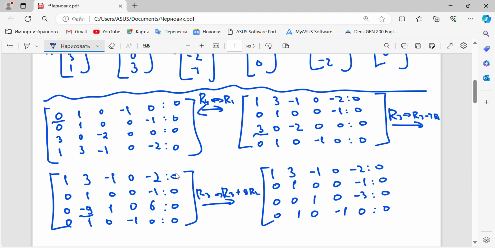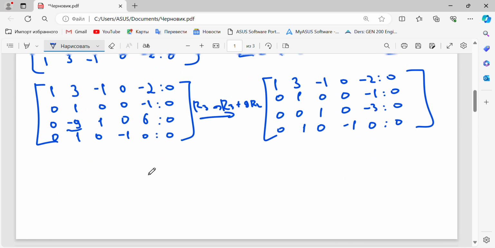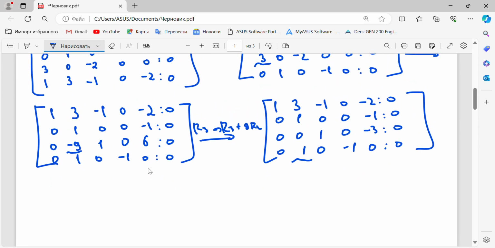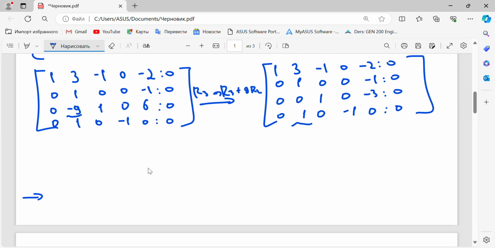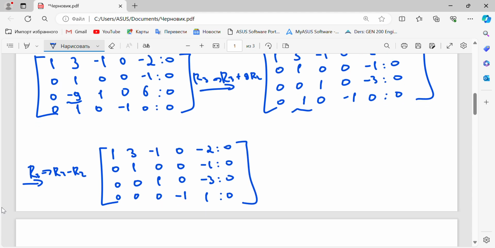Is everything correct until now? Let's move on. And also, we want to eliminate this. So the following row operation is going to be R4 is R4 minus R2. One minus one, 0. So it's 0 here. Minus 1, minus 0, minus 1, and 0 plus 1 is 1. So as you can see, we got pivot positions everywhere.